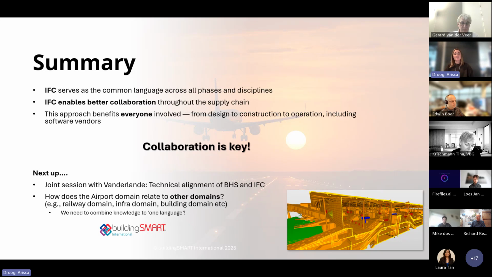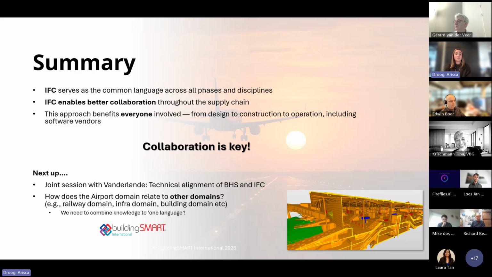Mike, I think, presented that IFC enables better collaboration throughout the supply chain by speaking that same language. And this approach benefits really everyone in the supply chain. So from design to construction to operation, but also the software vendors that obviously play a huge role. And last but not least is that collaboration is key. So also collaboration with all of you guys. We've already gotten a lot of interest in helping with this. So we are looking forward to organizing that and moving this project a little bit quicker than what we've been able to do for the last, I think, like 6 years now.